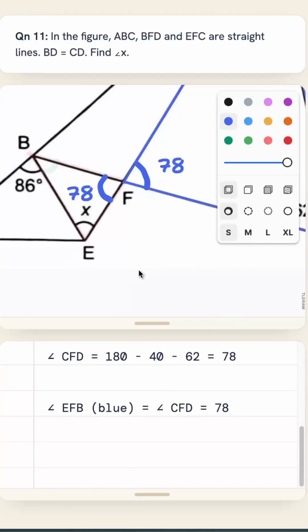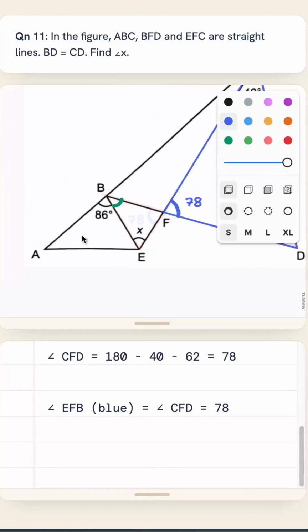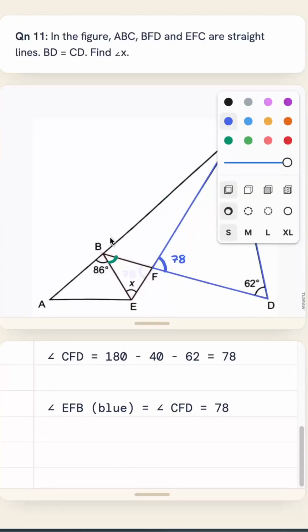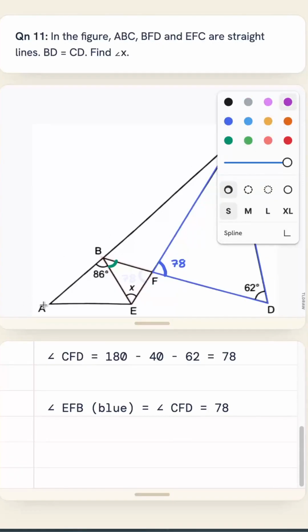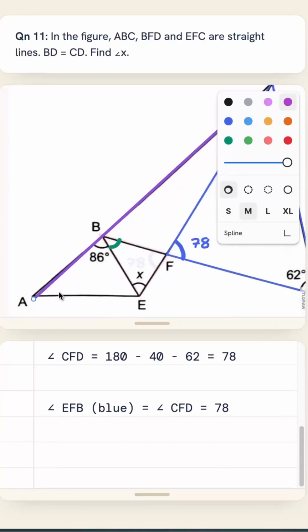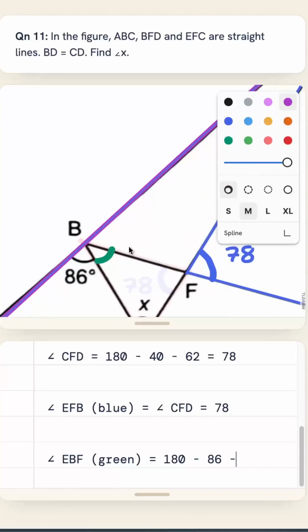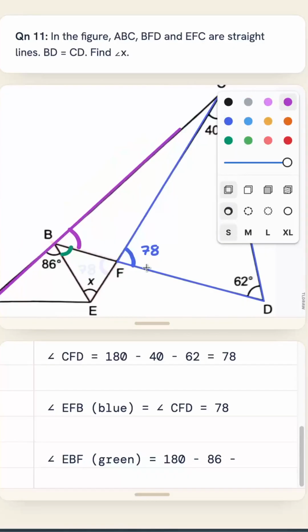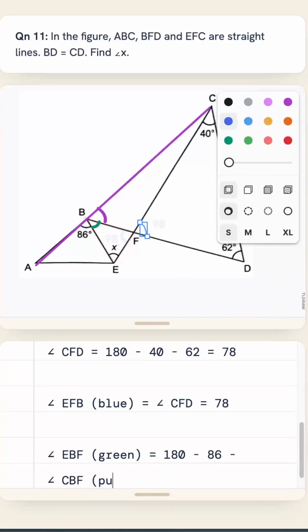Nice. All right, let's move on to the other angle, which is the green angle that we have earlier seen. So how do we get this green angle? This green angle is part of something else. If you were to say it's part of the straight line, as what we see over here, then you're right. So in this straight line, angle EBF, or the green angle, will be equal to 180 minus 86, and then minus one more thing as well. We need to find this one more thing, which in this case is angle CBF, in purple.